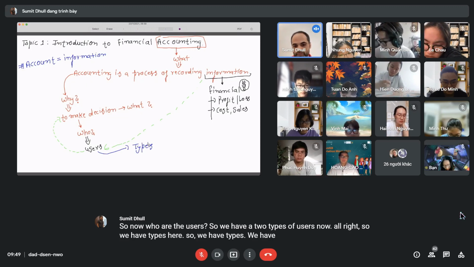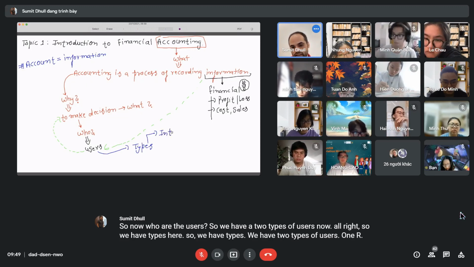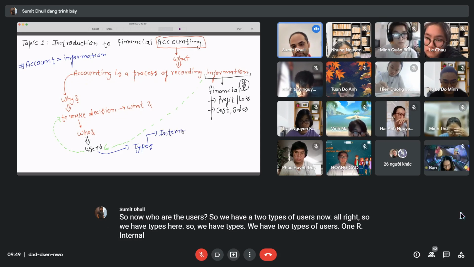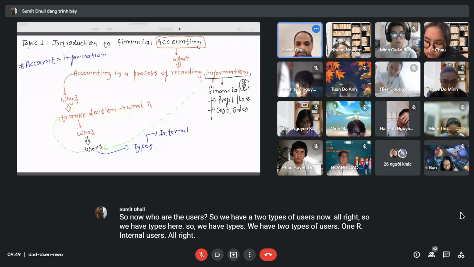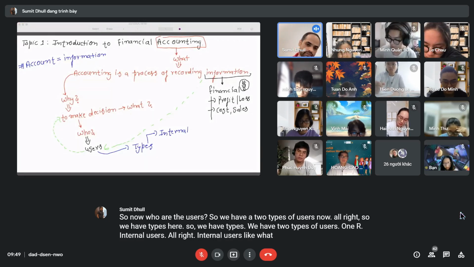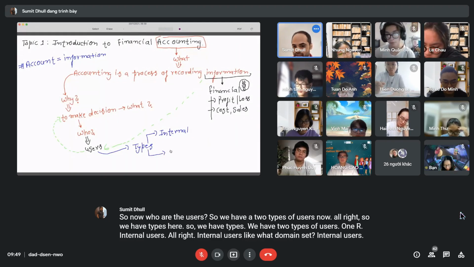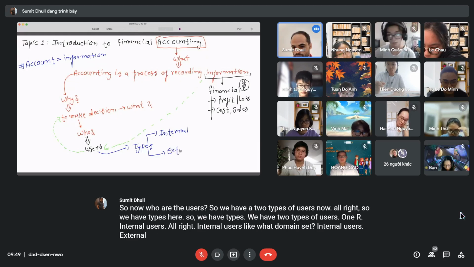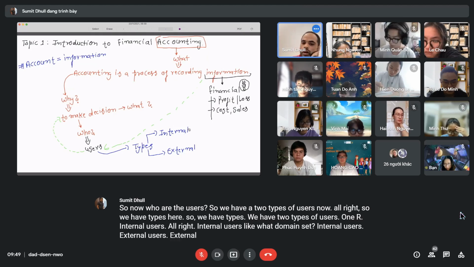We have two types of users. One are internal users. All right. Internal users, like what Domin said. Internal users and external users. External users. Now, internal, external.